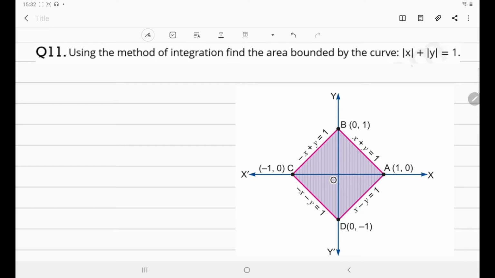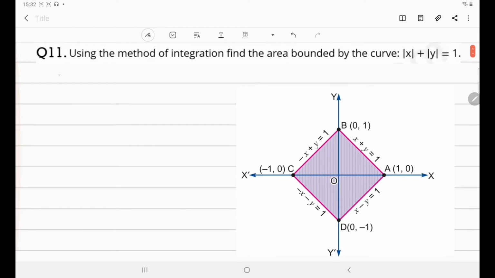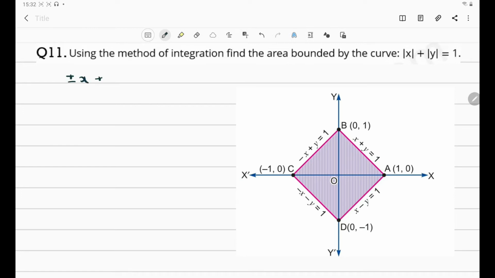This given curve can be redefined in the form of 4 straight lines. So when we write modulus of x as plus or minus x and modulus of y as plus or minus y is equal to 1, this gives us 4 different equations. So the first equation is x plus y is equal to 1, then minus x plus y is equal to 1, then minus x minus y is equal to 1, and x minus y is equal to 1.